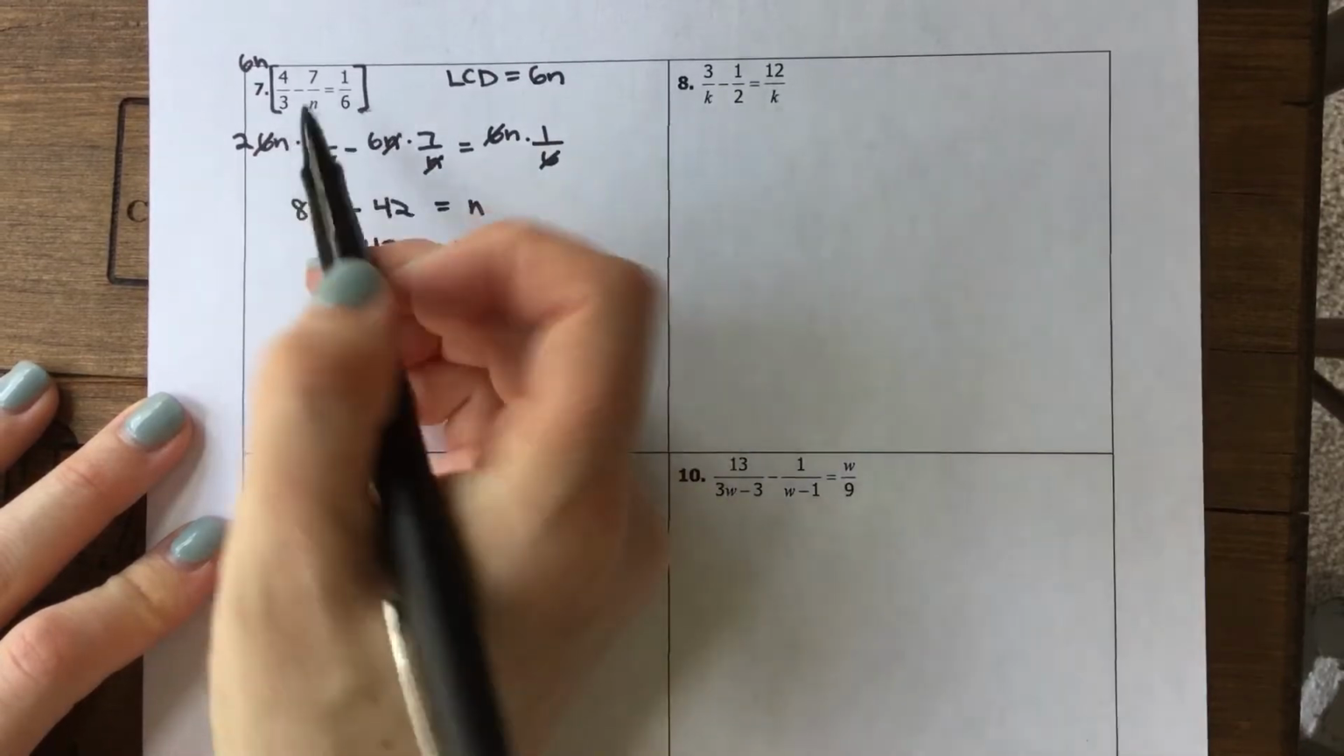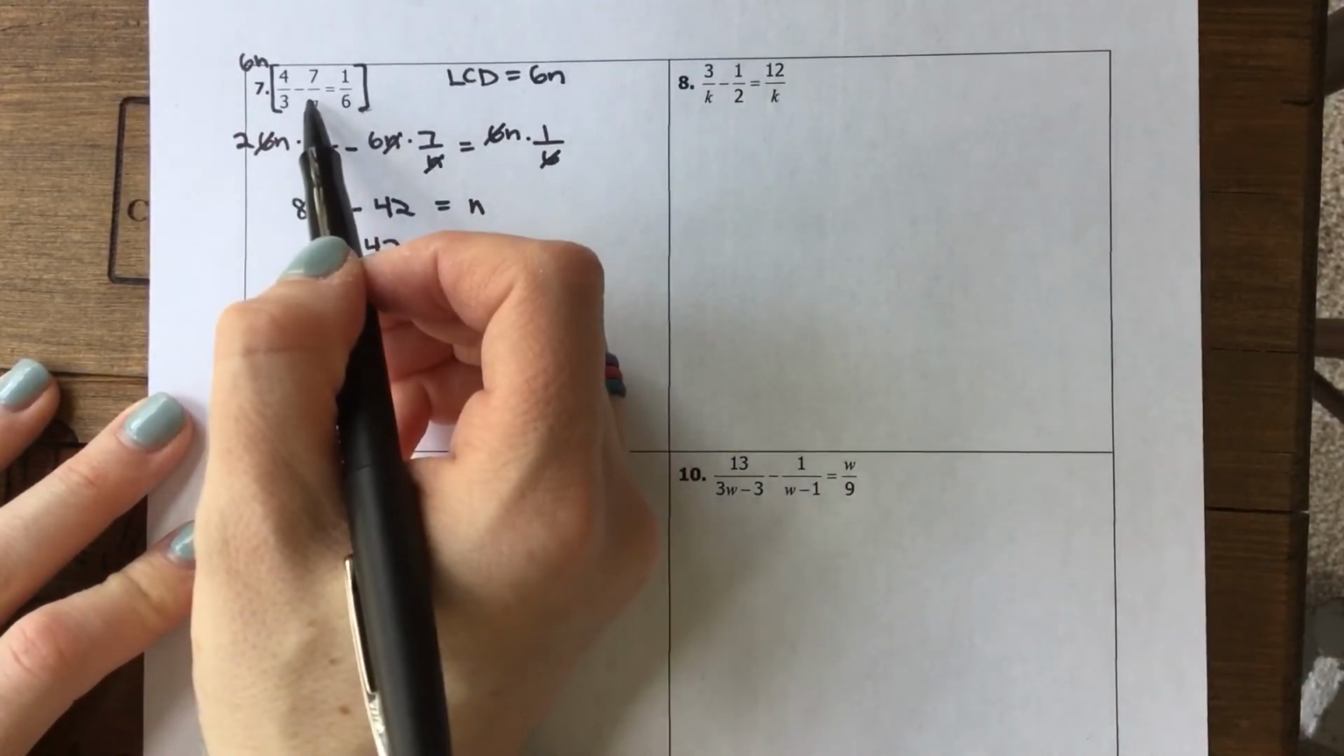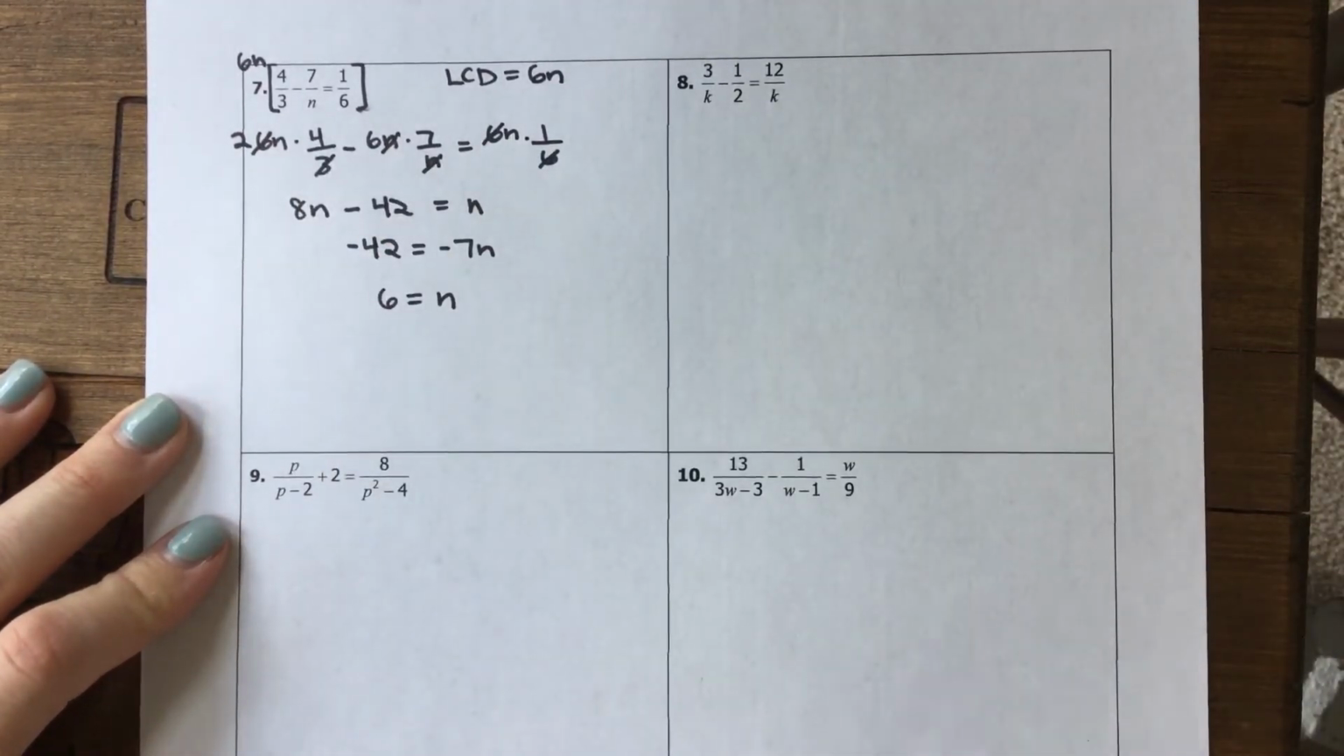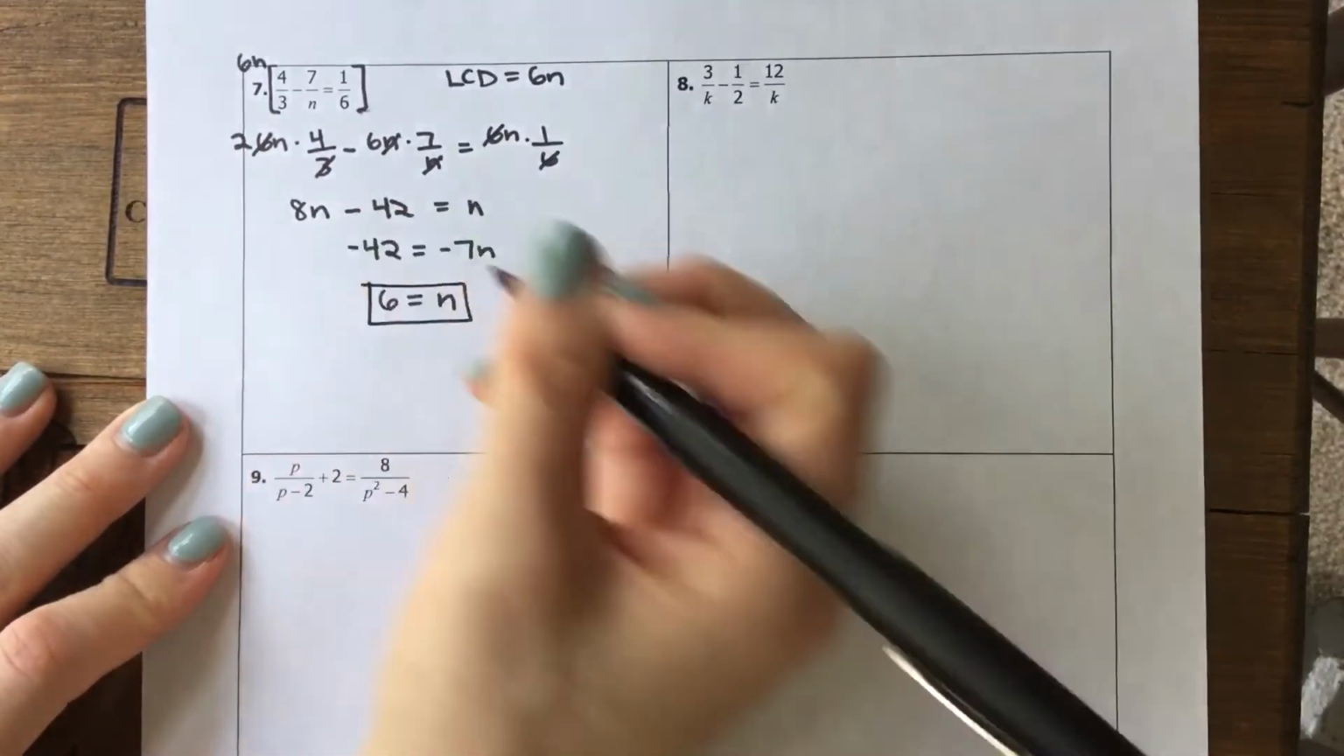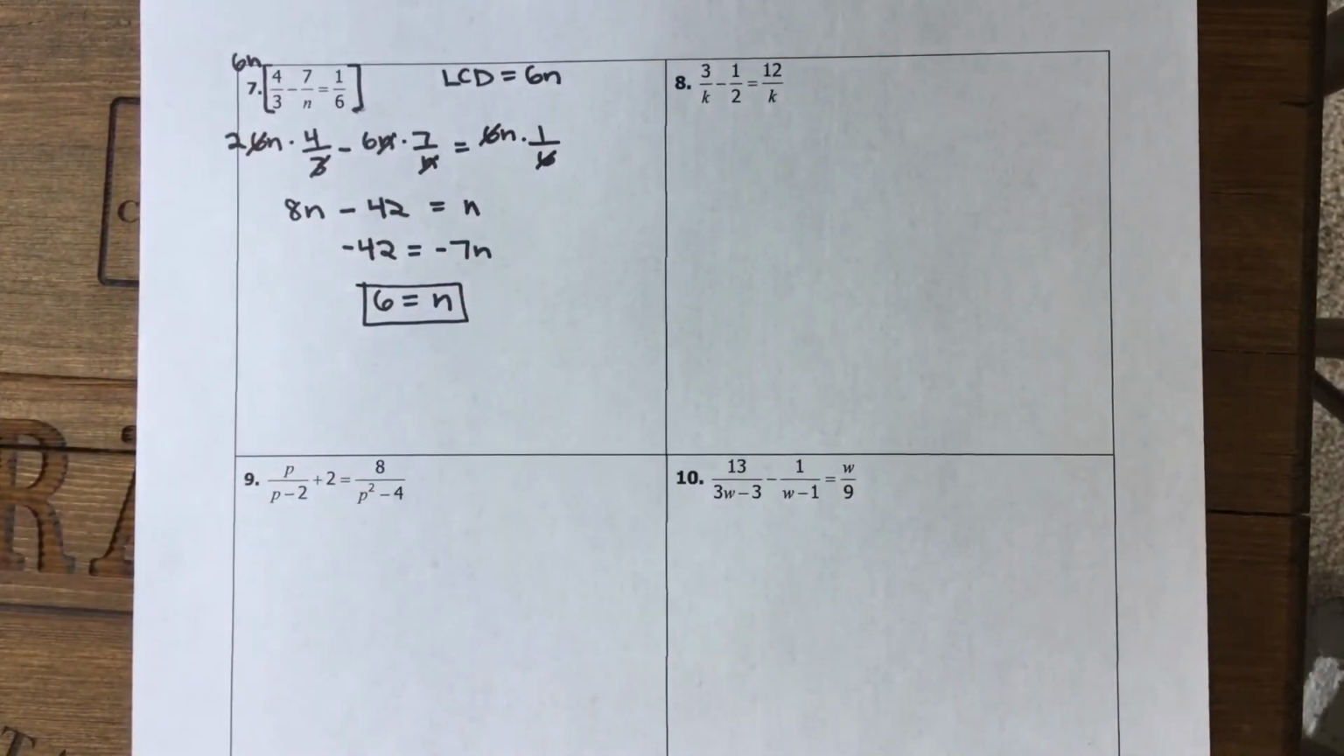So check this 6 out. Here's the only place where a variable goes. If I plug a 6 in here, the denominator is just 6, which is fine, as long as it's not 0. So that's our answer for number 7.